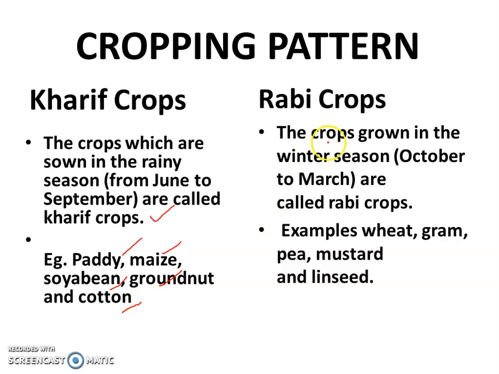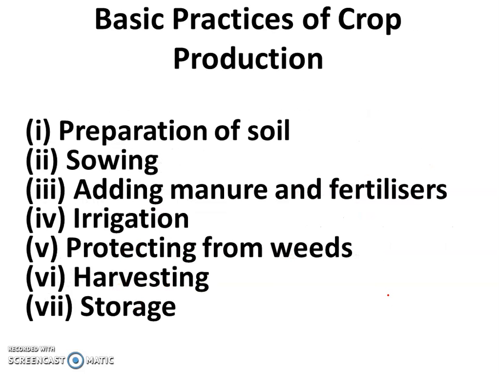Now Rabi crops. The crops grown in the winter season, which means from October to March, are called Rabi crops. Examples: wheat, gram, pea, mustard and lentils. So these are examples of Rabi crops, right? So we can distinguish Kharif crops and Rabi crops. This may be an important question of your syllabus. Half yearly is coming very soon, so this should be revised.